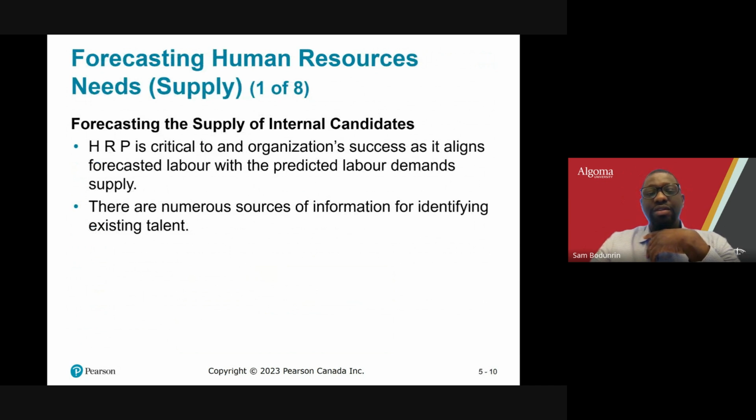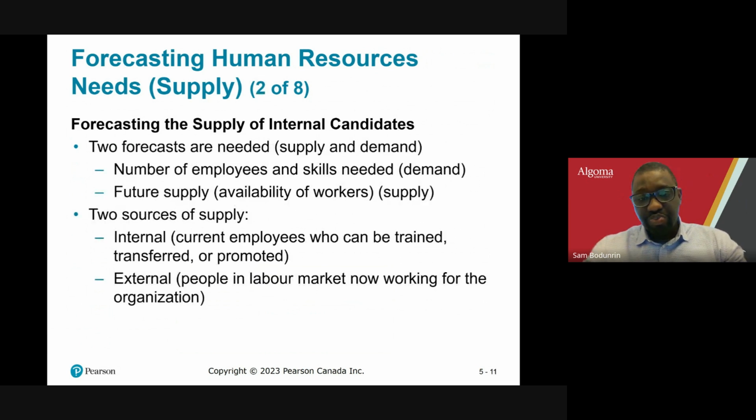Now let's talk about forecasting human resources needs supply. Like I said earlier, supply means how many employees we have ready in the house, and how we can maximize that number of staff to fill those vacant positions before looking outwardly. So it's very important to forecast our labor supply, and there are many ways we can identify the number of people that we already have. Some of the tools that we use, we're going to talk about them.